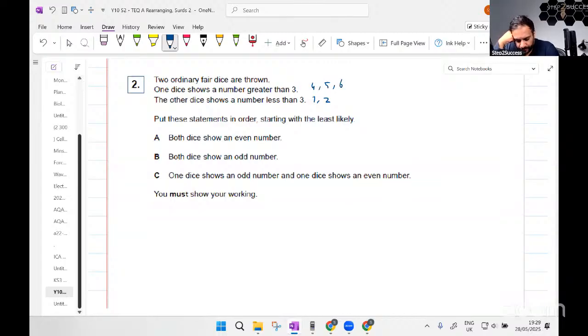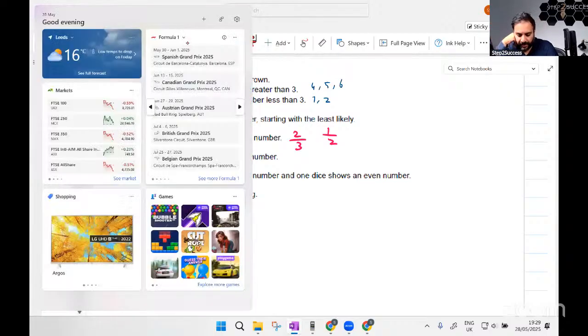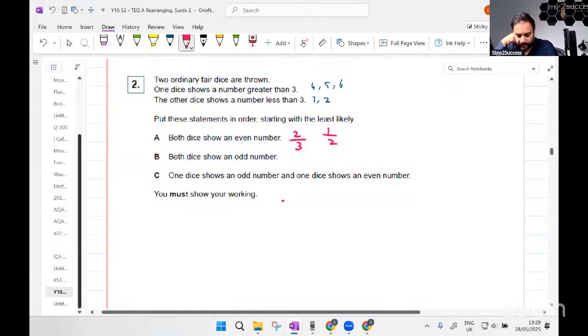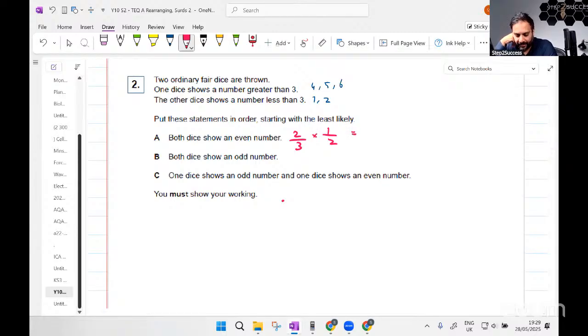Oh God, how do you do that? I think I'm going to do this. Both dice show an even number. The probability of the first dice showing an even number is 2/3. The probability of the other dice showing an even number is a half. Because we're basically going with these options only now. We've already said that it's one of these options. So out of those options, two out of three of them are even numbers for the first one, and one out of two of them are even numbers for the second one. Times that together, and you get 2/6, which is a third.